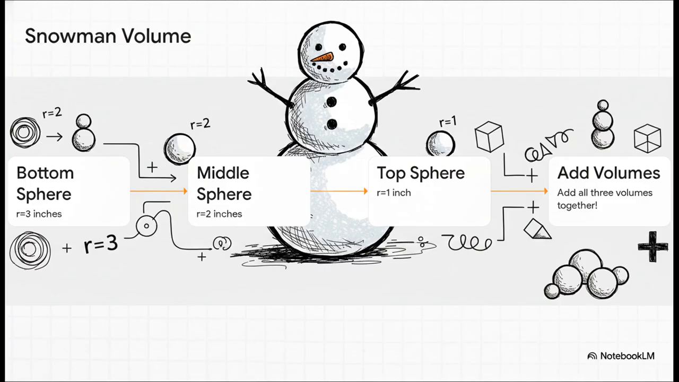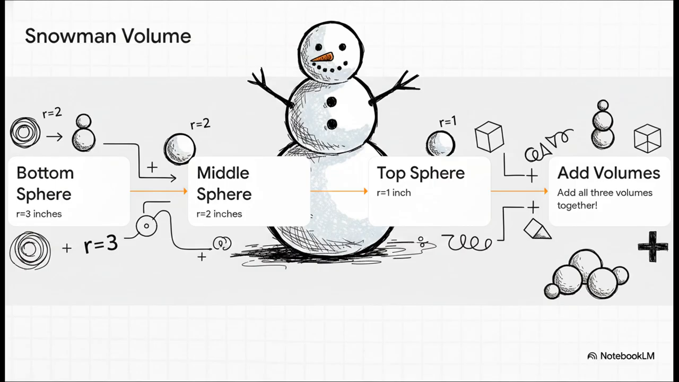Let's say the bottom sphere has a radius of 3 inches, the middle has a radius of 2 inches, and that top one has a radius of 1 inch. To find the volume, we just use our trusty sphere formula, 4/3 pi r cubed, for all 3. We cube the radius first, right? So 3 cubed is 27, 2 cubed is 8, and 1 cubed is just 1. If we add those cubed numbers up, 27 plus 8 plus 1, we get 36.